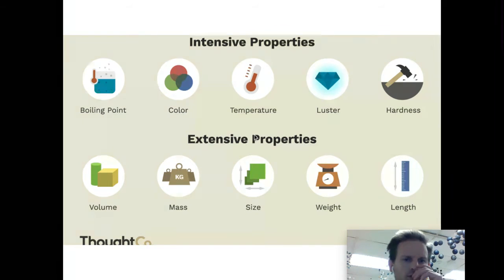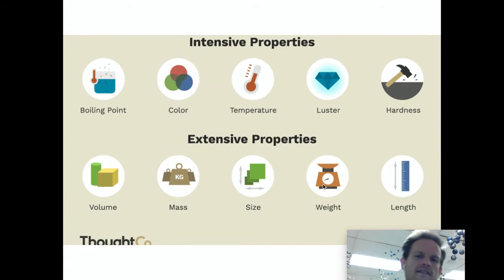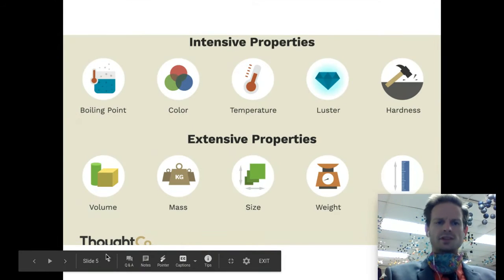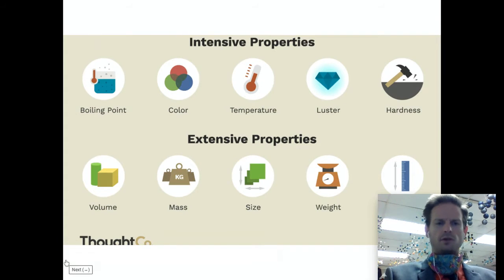Where extensive properties do change, right? Obviously the volume, the mass, the size, the weight, and you can see these are things that generally have a number of something that we can measure and change, versus these guys up here that don't. All right, so those are some examples. Hopefully you talked about a few of them.